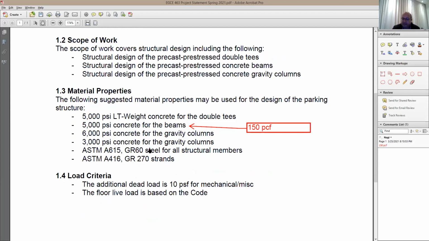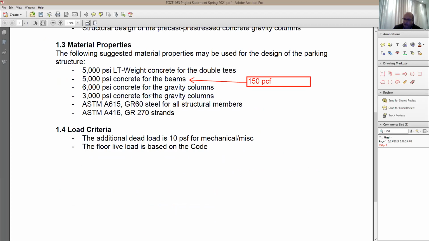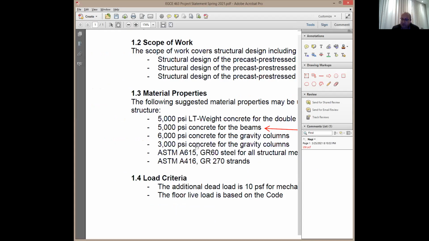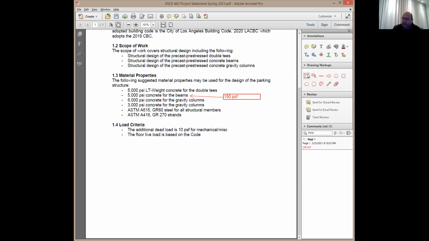For the steel, we're going to be using grade 60 conventional rebars, and for the strands, it's going to be 416 grade 270. You're going to have some additional dead load, which is 10 PSF for mechanical, like miscellaneous piping, ducts, and fixtures, and the live load is going to follow the code. So we need to look up in the code and see what is meant by parking structure, like commercial parking structure, and what is meant by live load in this case. Is the live load for a parking structure 50 PSF or 40 PSF? I want you guys to look at this. Right? The live load.